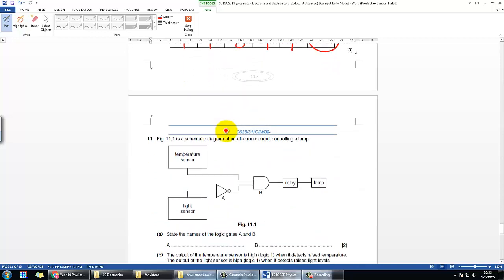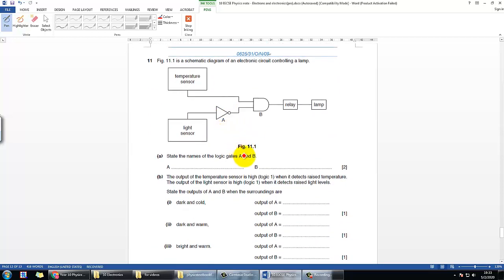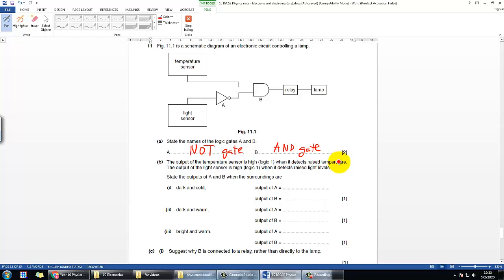All right, very simple. Next question, you will find the name of this logic gate. So this again is the NOT gate, and B is AND gate, and that's the 2 marks.